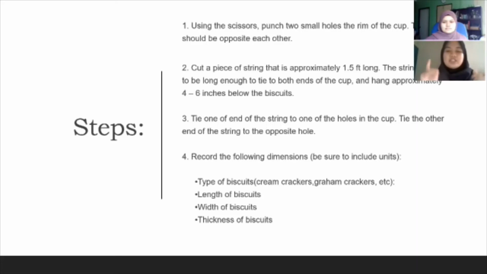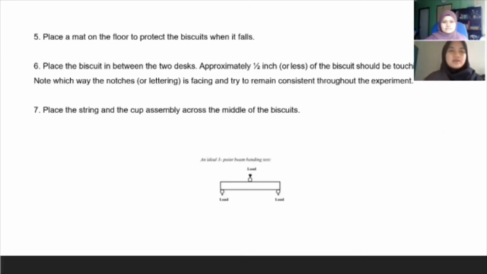Number 4, record the following dimensions, which are the type of biscuit, the length of the biscuit, the width of the biscuit, and the thickness of the biscuit. Okay. And number 5, we're going to place a mat on the floor to protect the biscuit when it falls.